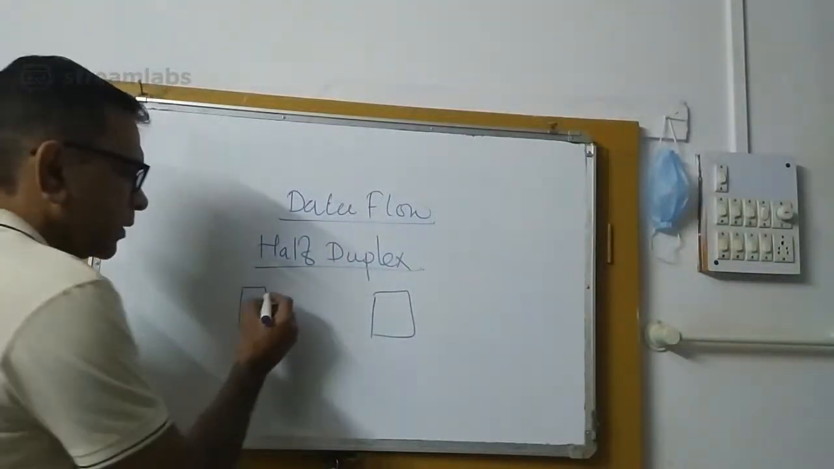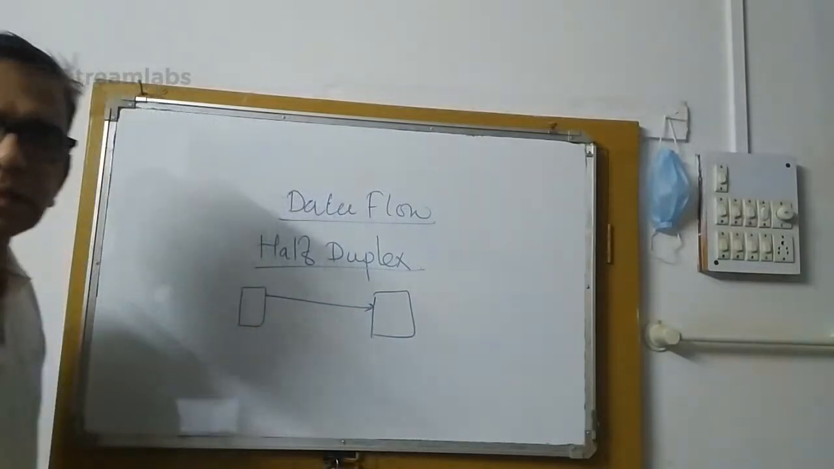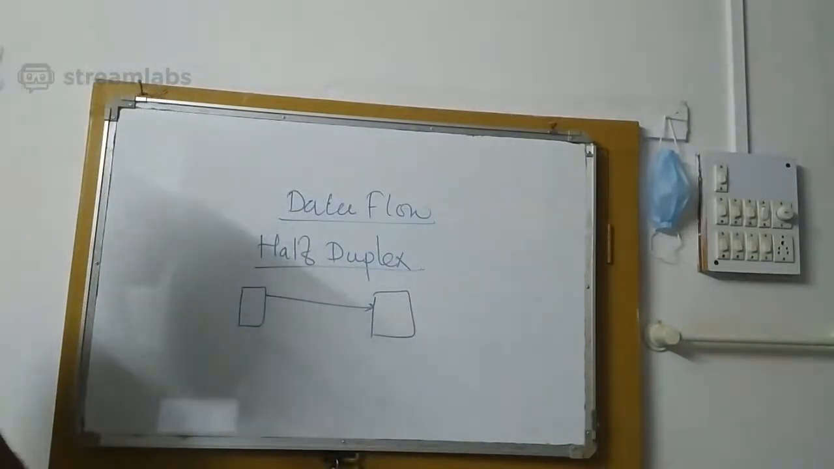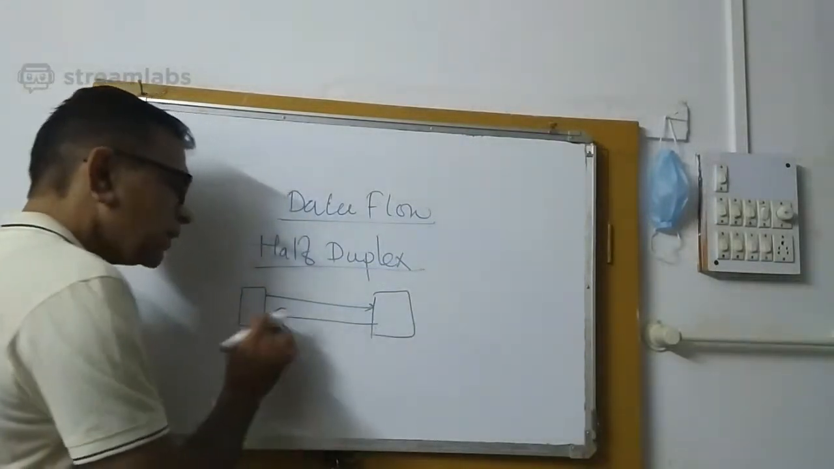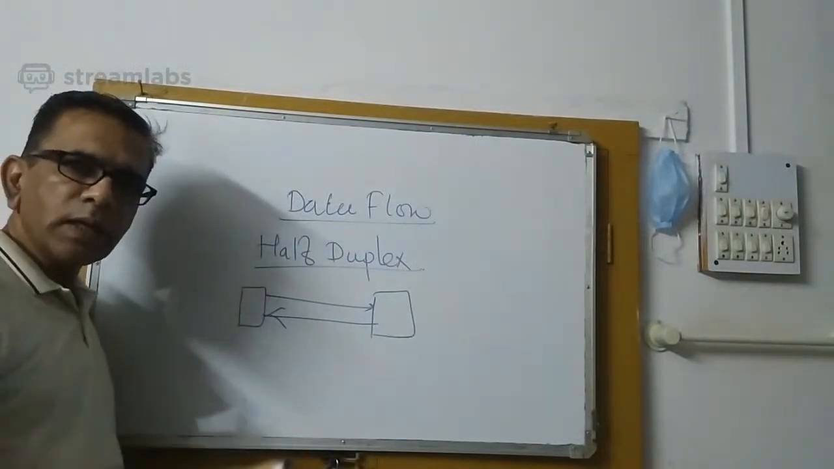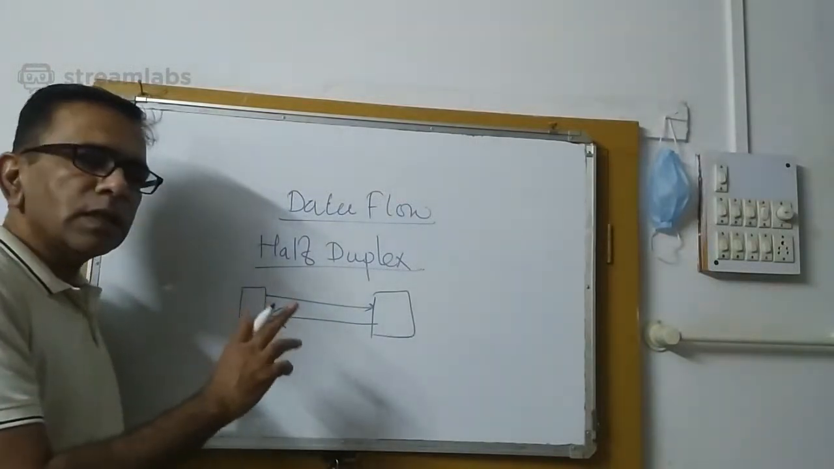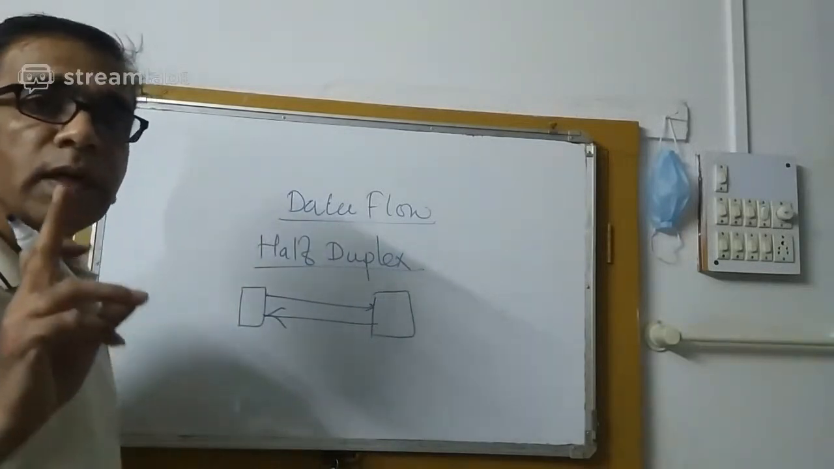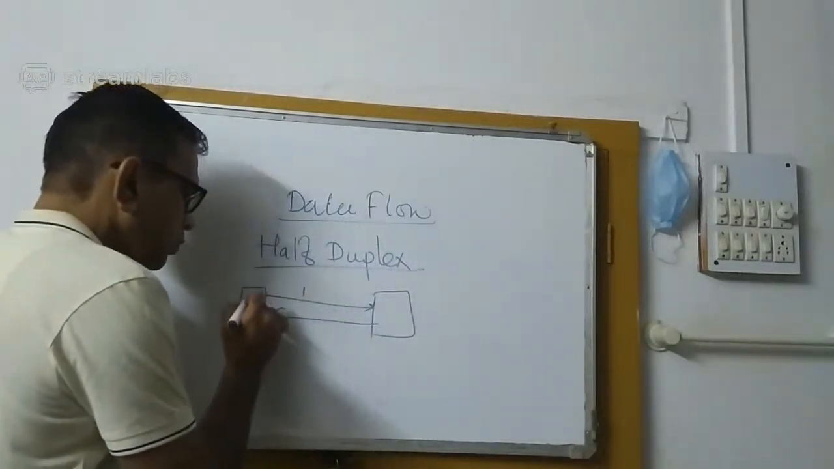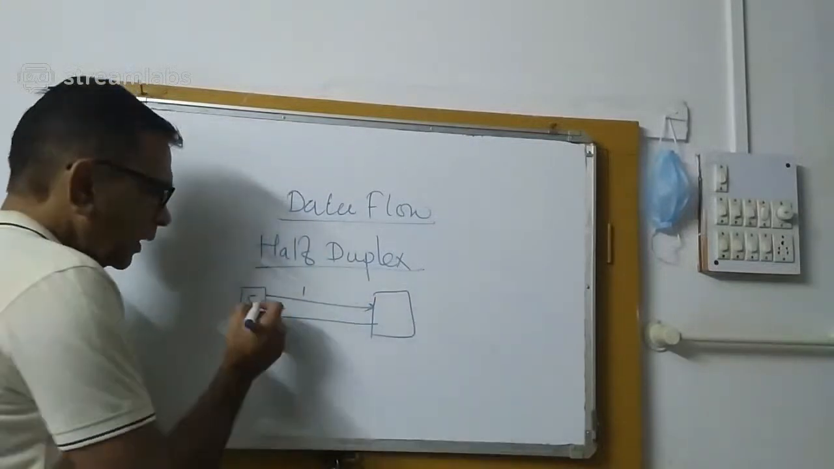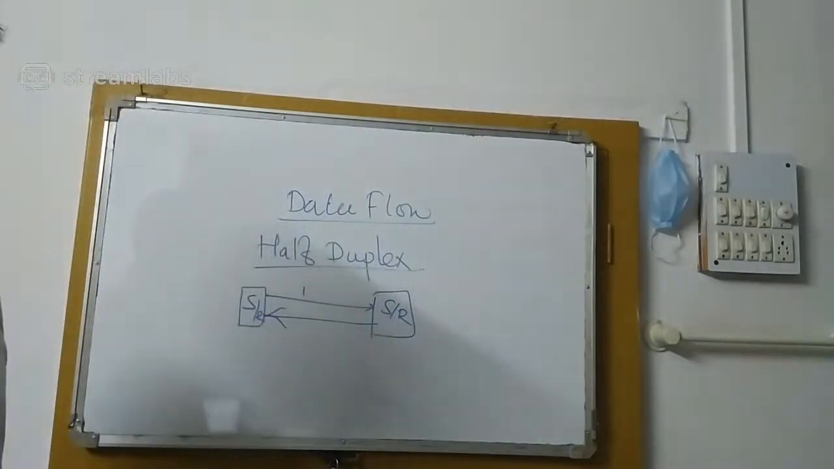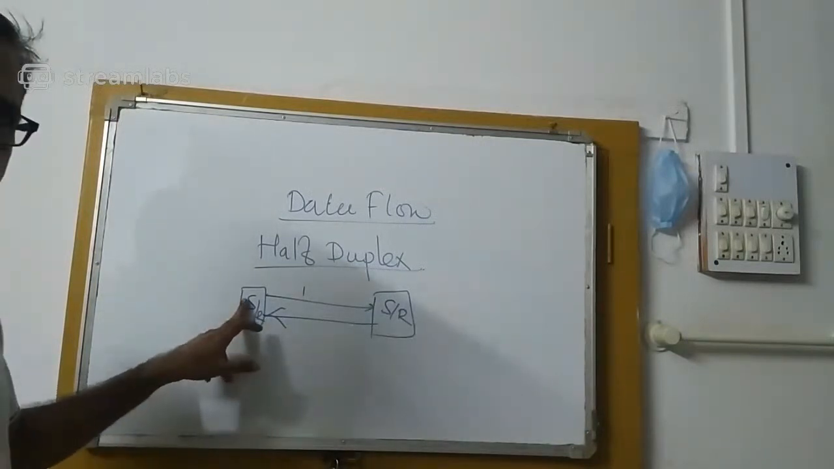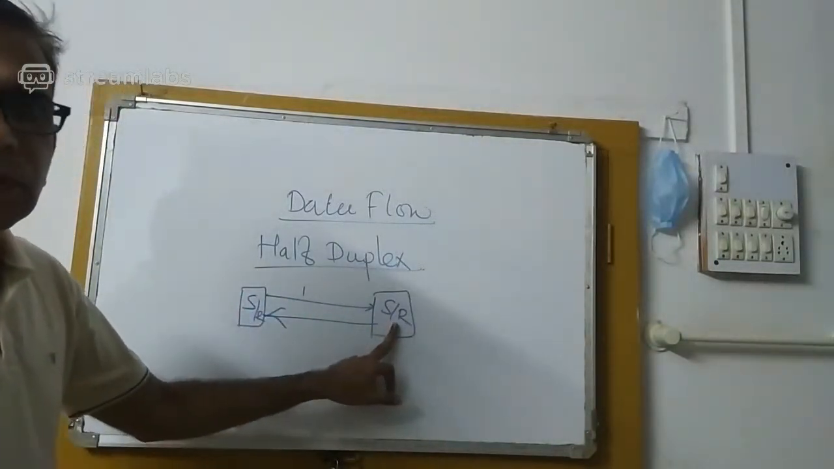Okay, half duplex is slightly different from simplex. If you club two simplexes, what happens? You are allowed to transmit in both the directions. In half duplex you are allowed to transmit in both the directions, but only one is allowed to transmit at a time. Both the devices can send and receive, but when one is acting as a sender, the other must be a receiver. This is the condition.